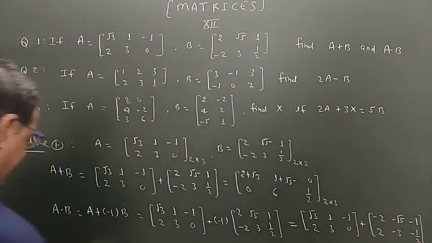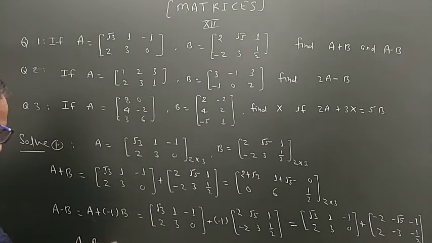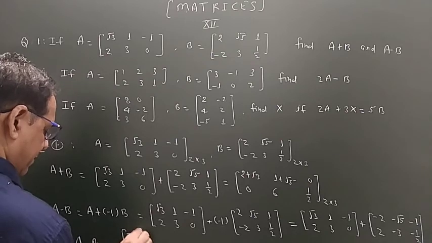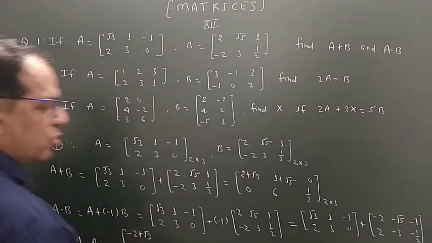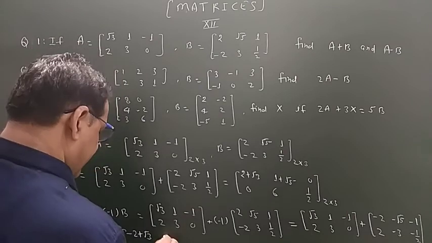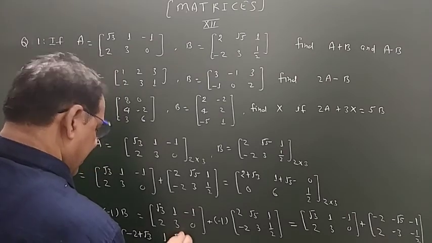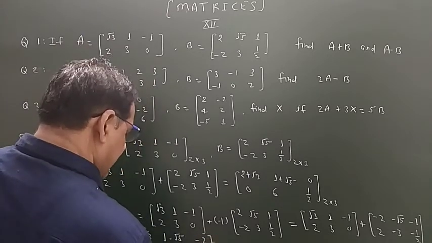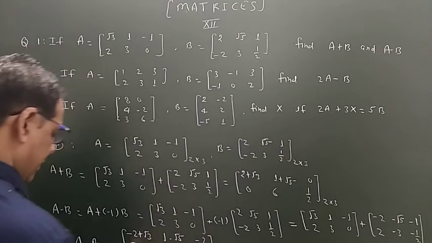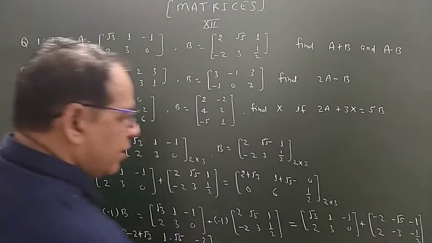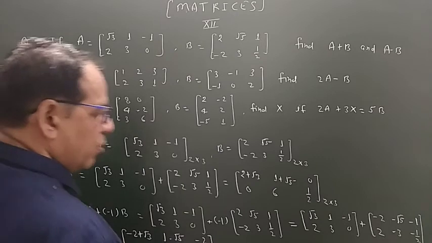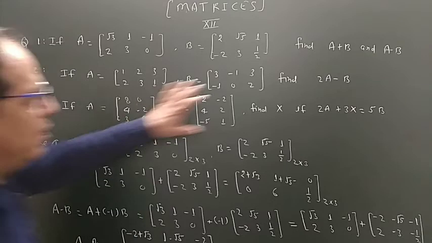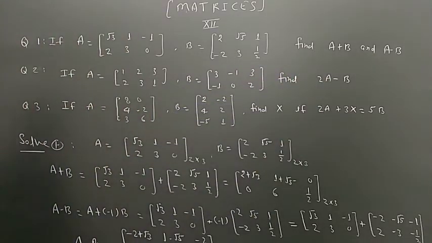Now A minus B equals, this becomes minus 2 plus root 3, 1 minus root 5, minus 1 this becomes minus 2. Second row 2 plus 2 is 4, 3 minus 3 is 0, and 0 minus half is minus half. This is the value of A minus B here.